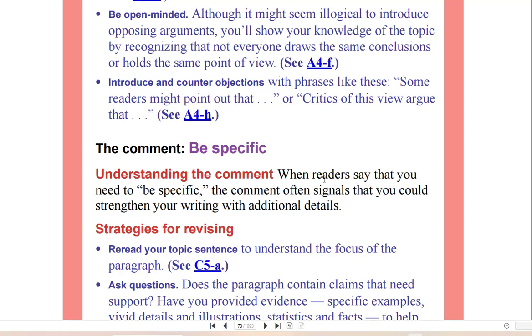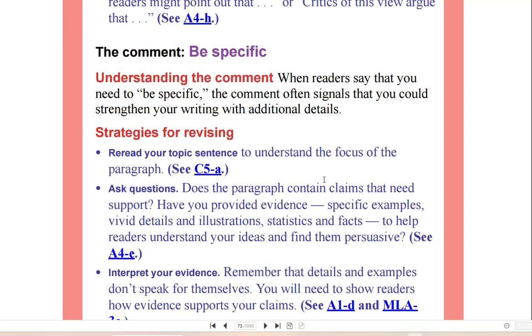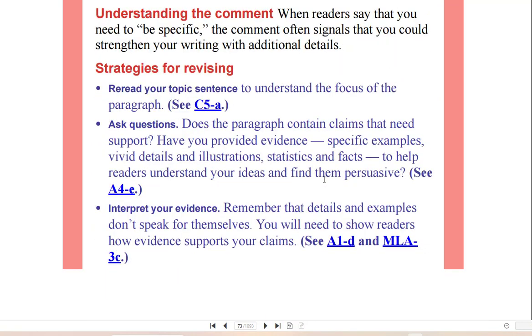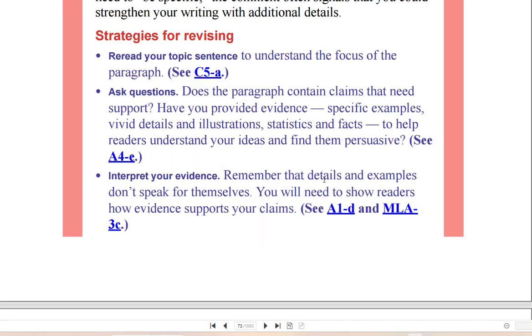The comment: understanding the comment. When readers say that you need to be specific, the comment often signals that you could strengthen your writing with additional details. Strategies for revising. Reread your topic sentence to understand the focus of the paragraph. Ask questions. Does the paragraph contain claims that need support? Have you provided evidence, specific examples, vivid details and illustrations, statistics and facts to help readers understand your ideas and find them persuasive? Remember that details and examples don't speak for themselves. You will need to show readers how evidence supports your claims.